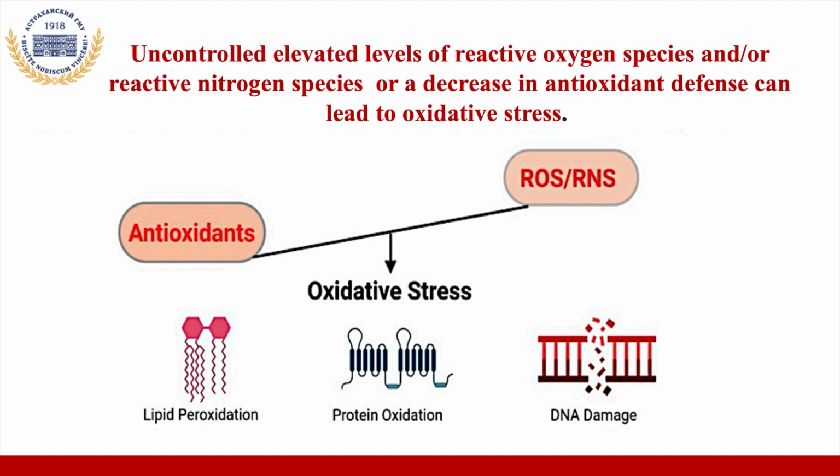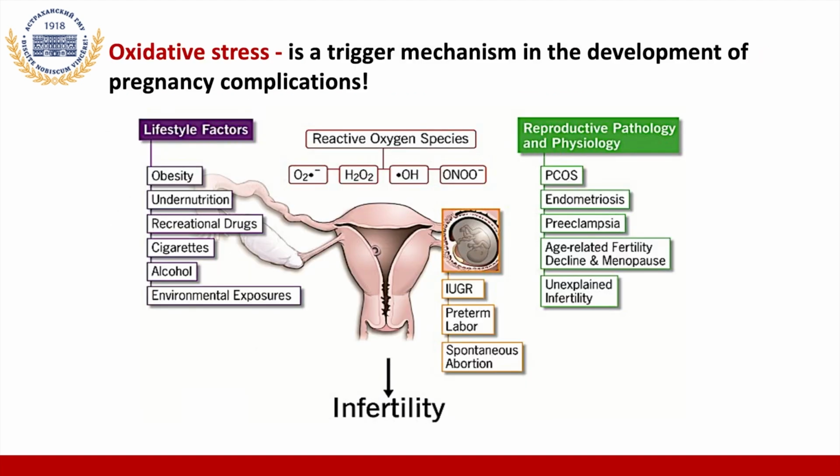Uncontrolled elevated levels of reactive oxygen species and/or reactive nitrogen species, or a decrease in antioxidant defense, can lead to an oxidative stress. Oxidative stress is considered to be involved in the pathogenesis of a number of diseases of the female reproductive system, such as endometriosis, polycystic ovary syndrome, infertility, preeclampsia.